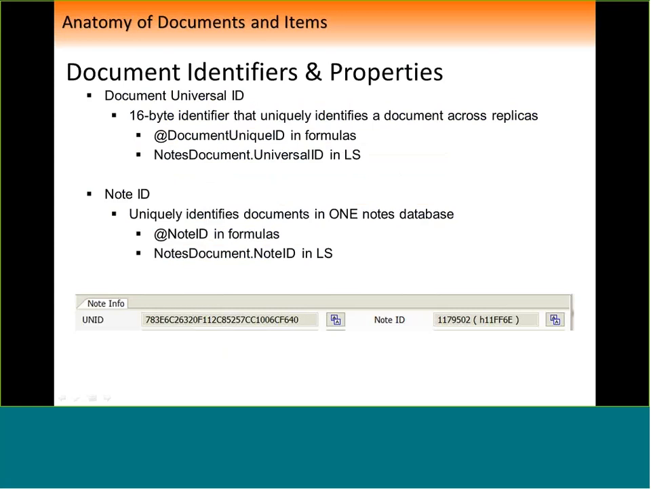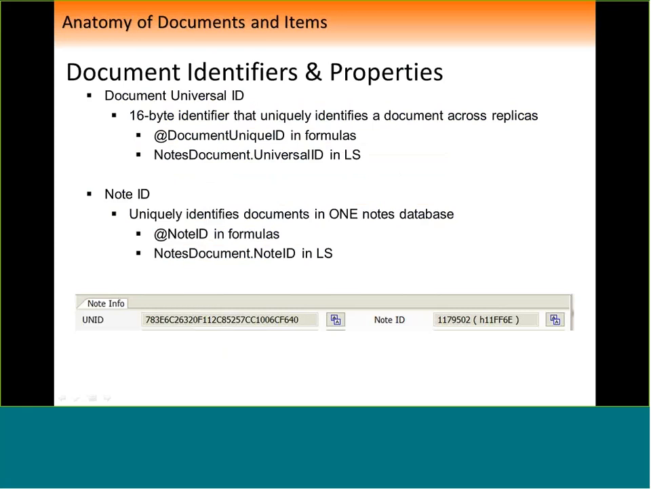So obviously there is the very basic information here as far as the universal ID and note ID go. There is the document universal ID, a 16-byte identifier that is responsible for uniquely identifying documents across multiple replicas. This is how we know how to compare that list of documents during replication in databases. This can be queried using @DocumentUniqueID in formulas and the NotesDocument class's UniversalID property in LotusScript.